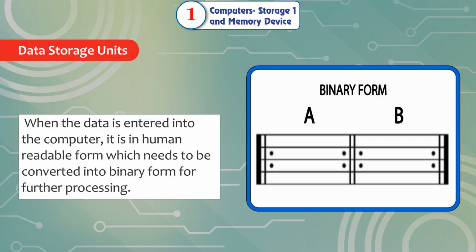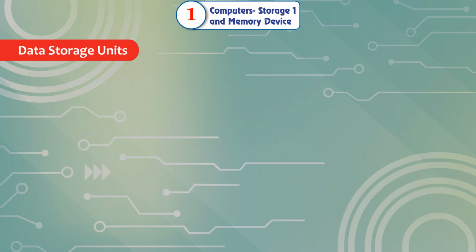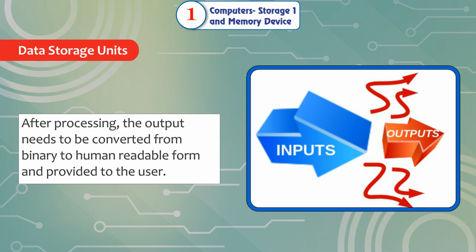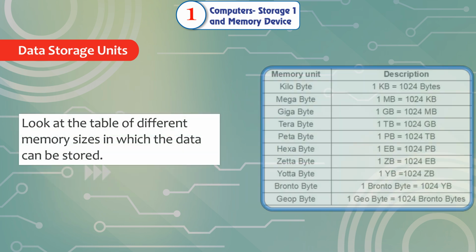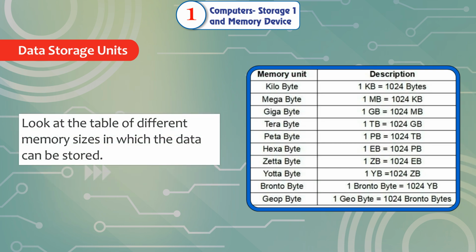When the data is entered into the computer, it is in human readable form which needs to be converted into binary form for further processing. After processing, the output needs to be converted from binary to human readable form and provided to the user. Look at the table of different memory sizes in which the data can be stored.